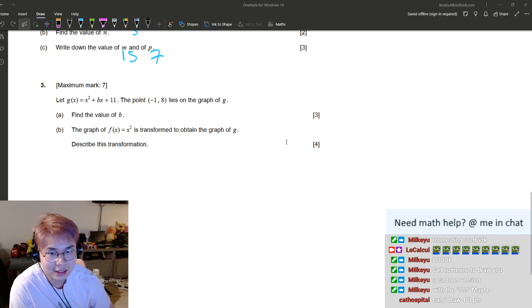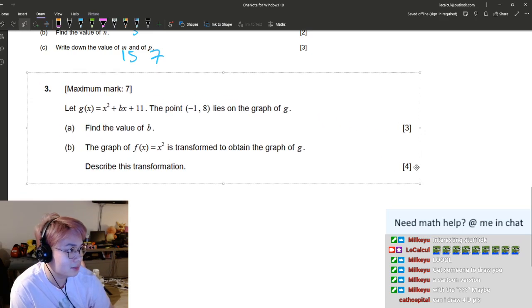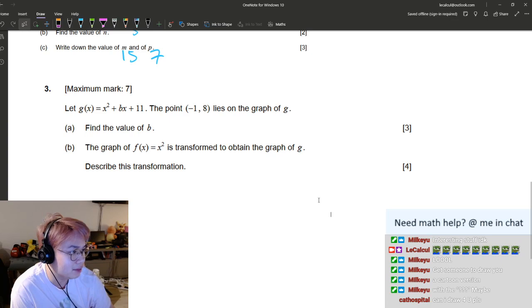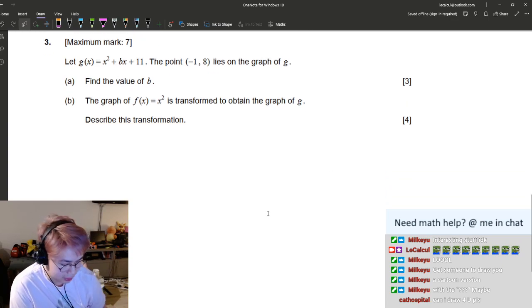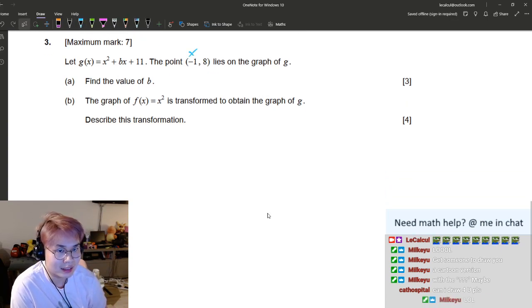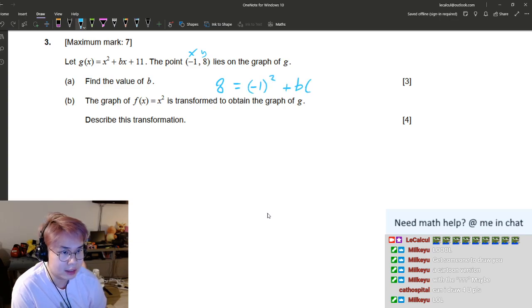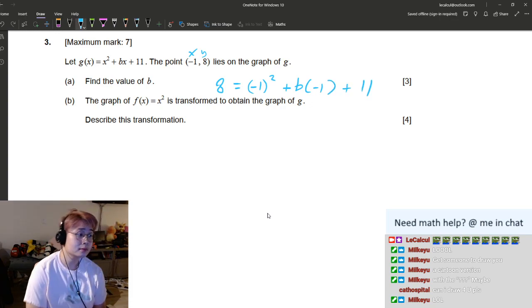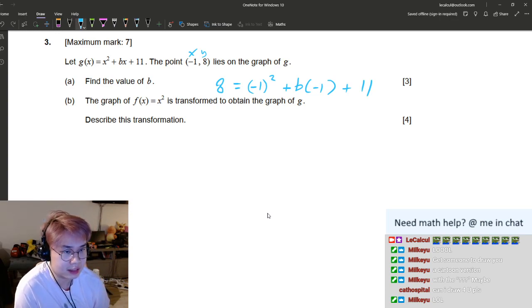Okay, what is this? We got G, and then there's a point on G. And then we need to find the value of b. Okay, well, easy enough. This is X, and then this is Y. So then I can just plug stuff in. This means that G of X is now equal to 8, and then over here, I have negative 1 squared plus b times negative 1 plus 11. So with this, I can just solve for b, I think.